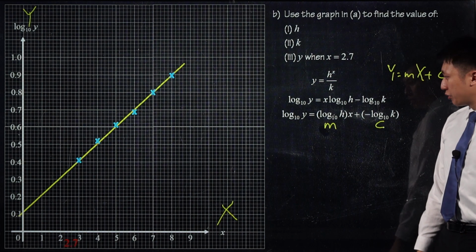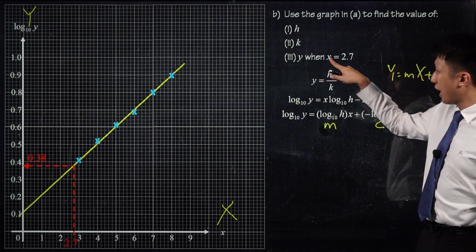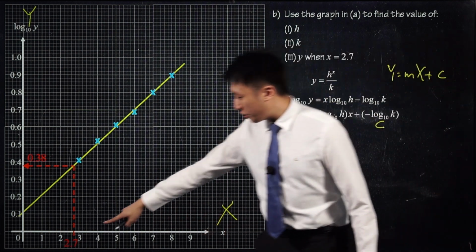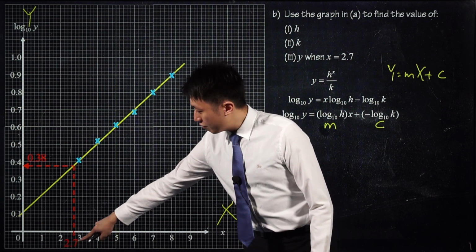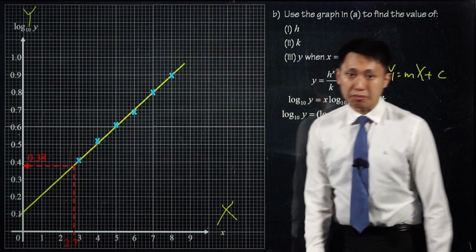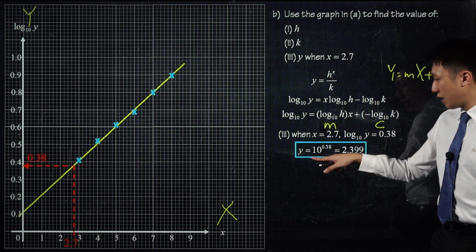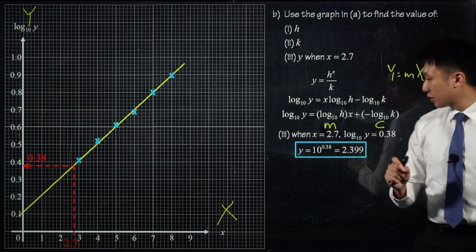Okay. Next, what do we do? We want to find y when x is 2.7. So 2.7 is somewhere here. We move up to the line and shoot it across here. Then we see that it's 0.38. Okay, so this is our question. So that one is 0.38.